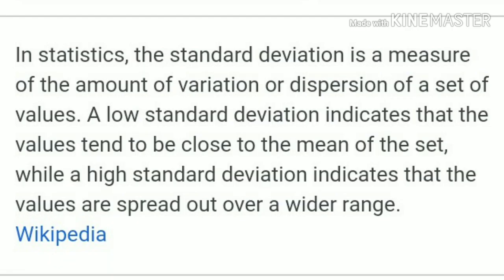Standard deviation is a measure of amount of variation or dispersion of a set of values. A low standard deviation indicates that the values tend to be close to the mean of a set, while high standard deviation indicates that the values are spread over a wide range. So here, standard deviation is the best measure of variability.